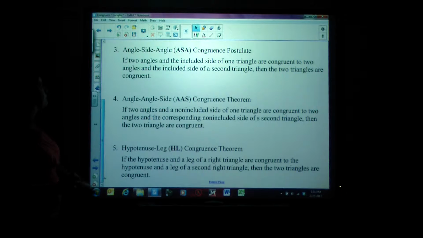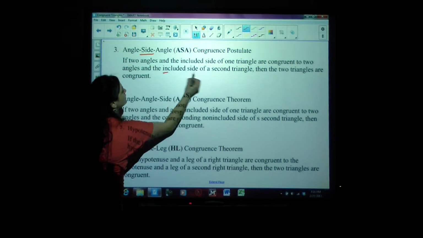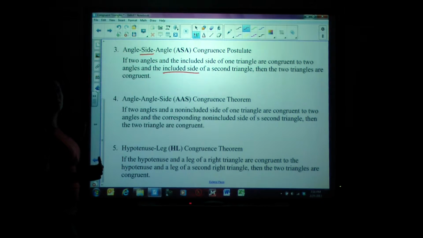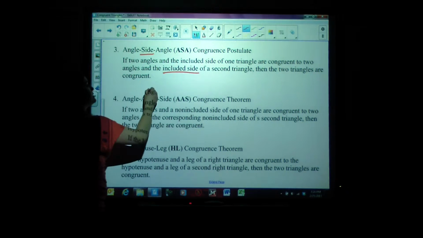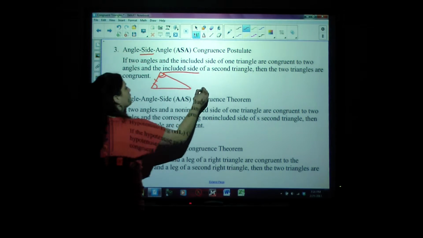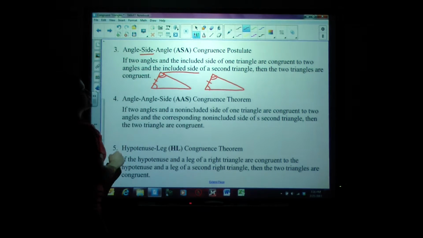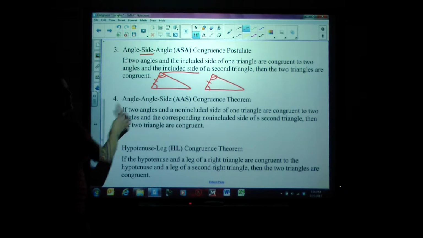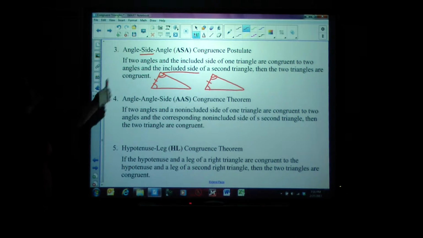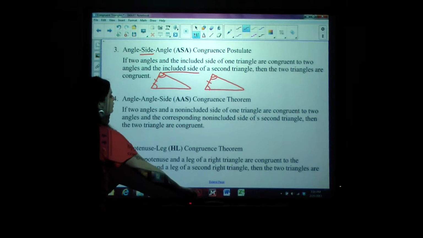Let's try the next one. Angle, side, angle. Again, the idea that the side is written in the middle means it needs to be an included side, meaning it has to be between the 2 angles that we're talking about. So if we have a triangle that has an angle and a side and another angle, we need to make sure in that other figure we have the same information, that it's the included side. Notice it's the side that touches both angles, included. So if angle, side, angle is the same on both triangles, then that means those triangles are congruent.